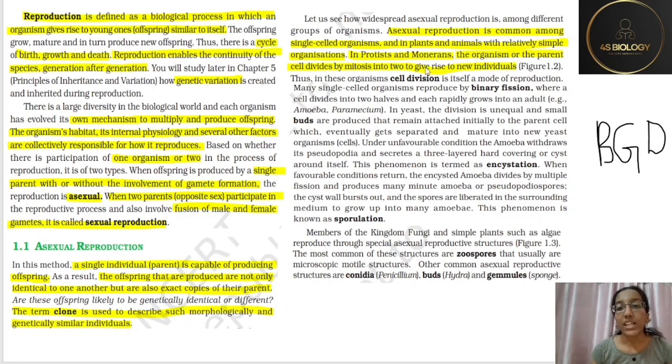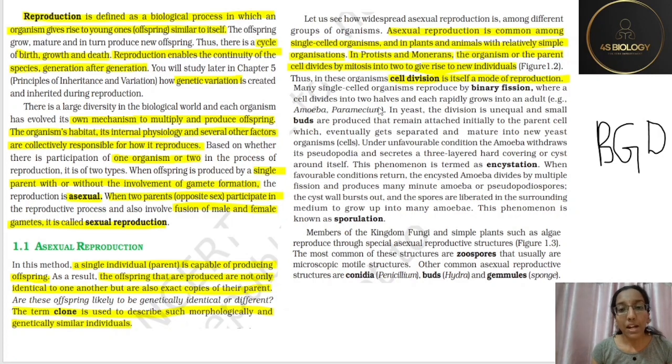In protists and monerans, the organism or the parent cell divides by mitosis ಅಂದ್ರೆ equational division into two to give rise to new individuals. ಇಲ್ಲಿ ಏನಾಗ್ತಾ ಇದೆ, ಸೆಲ್ ಡಿವೈಡ್ ಆಗ್ತಿದೆ. So this is called cell division. It itself is a mode of reproduction. ಇದು two examples very important. Protist and monerans ಅಲ್ಲಿ cell division ಆಗುತ್ತೆ. From the parent it divides into two ಅಂದ್ರೆ through mitosis. So this process is called cell division.